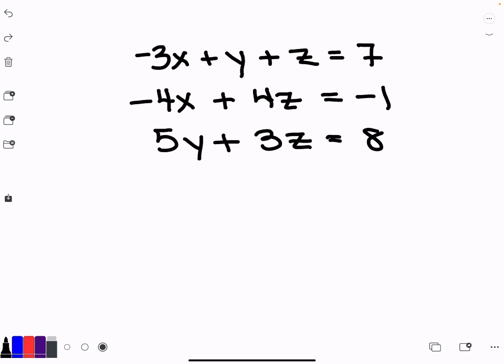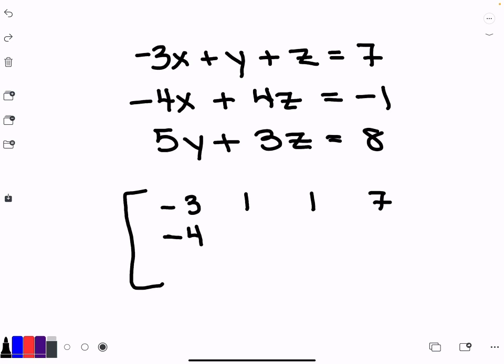So you have X, you have Y, you have Z. So for the first row, I have negative 3 for the X, 1 for the Y, 1 for the Z, 7 on the other side of the equal sign. Then I have negative 4 for the X. I don't have a Y. It just goes to 4Z.